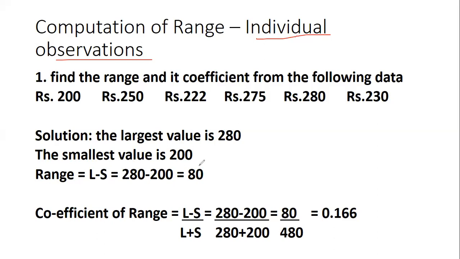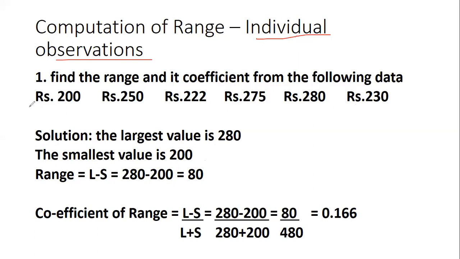Let's read the question. Find the range and its coefficient from the following data. They have given us rupees 200, 250, 222, 275, 280, 230. There are no frequencies given and no other table provided to us. That is when we understand this is an individual observation; individually, the numbers are present here.